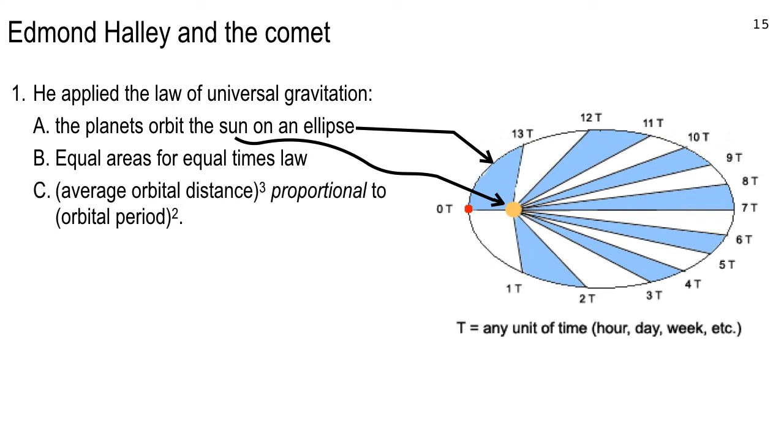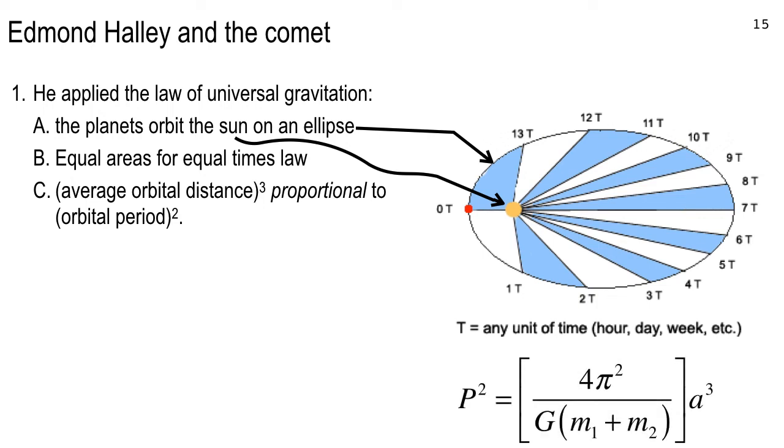And then the third one that he figured out was that the orbital period and the average orbital size are proportional. Now, here's the fancy version of it down here. Go ahead and write this one down. P squared, that's the orbital period. It's equal to the big square bracket, bunch of constants. You see Newton's gravitational constant in there in the denominator. The mass one and mass two of the two objects that are orbiting. So the planet and the sun. Or a black hole and another star. Most of the stars that we see in the galaxy are in binary star systems. This is how we measure it. We figure out M1 and M2 by using Kepler's third law. And A to the third power, that's the average orbital distance. The fancy term for that is the semi-major axis.